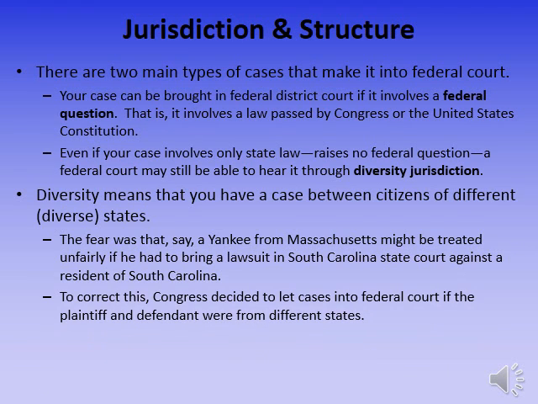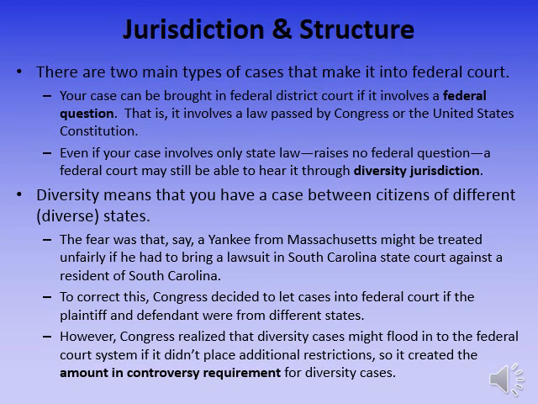And so Congress decided to let cases into federal court if the plaintiff and defendant were from different states to kind of prevent this from happening, the thinking being that a federal court would be fair and impartial because a federal court just owes its allegiance to the United States as a whole, not any particular state. And so we wouldn't have any bias against people who were out of state, basically.